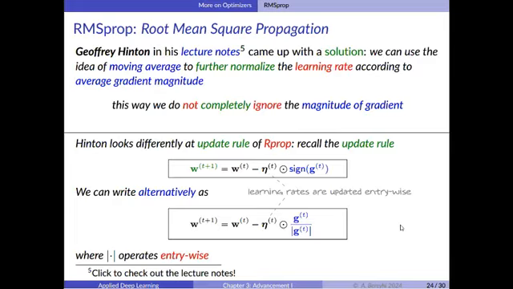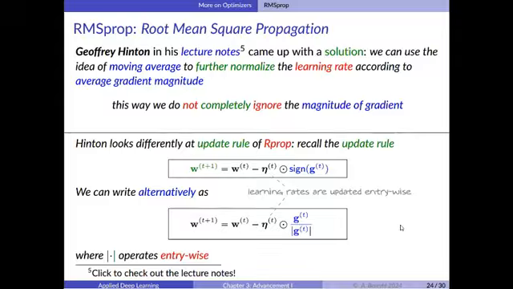So you can see the name of Geoffrey Hinton. He got the Nobel Prize some days ago. Yes, he came up with a solution. We can have a moving average of learning rates, and we can have an average of gradient magnitude. So we can update the RProp in this way.